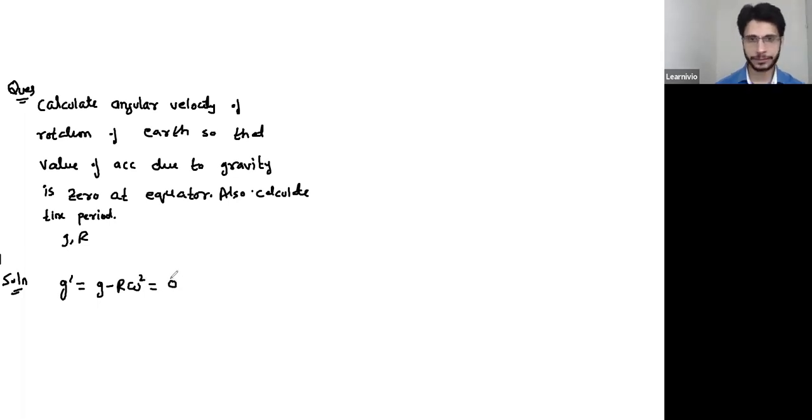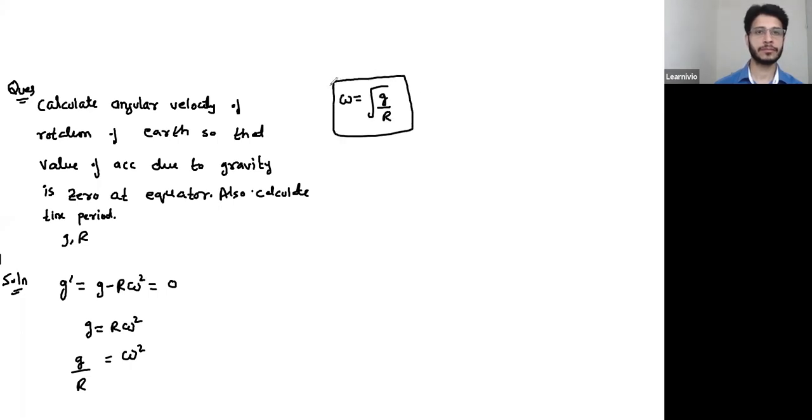Yes, Noor is correct. Fazil, just take care of units. So g is R omega square. You can write your omega square as g by R. Then you can write your omega as root over g by R. This is omega, which is root over g by R.